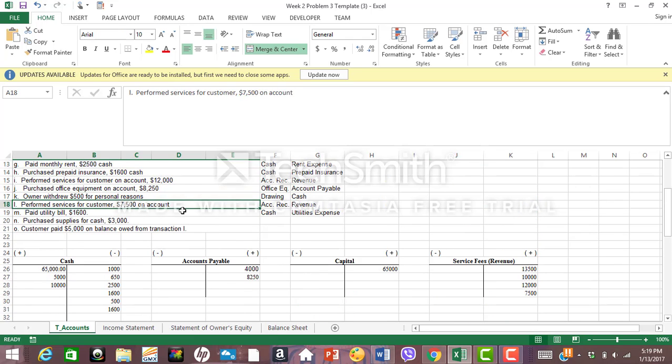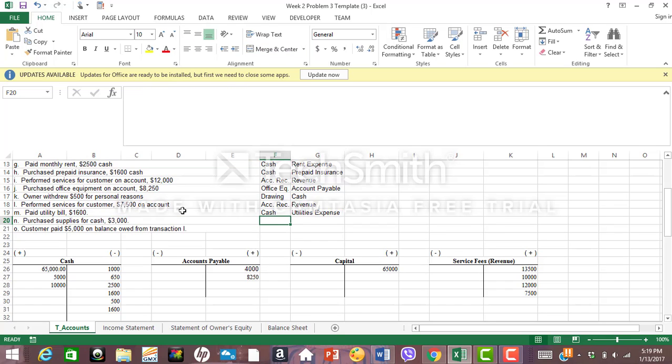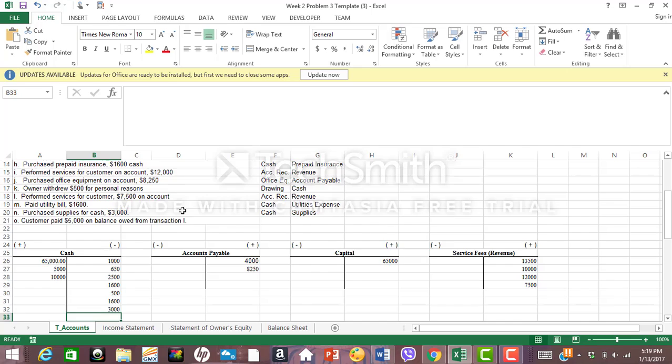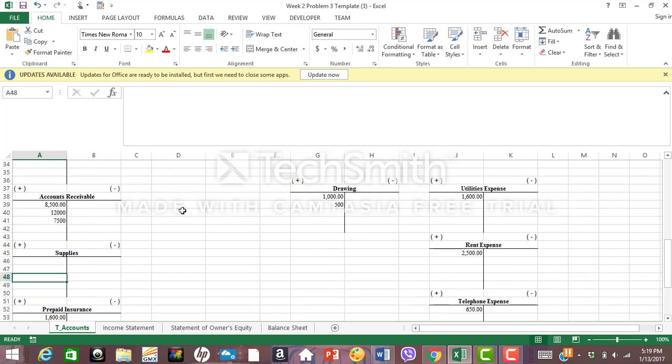The next transaction is purchase supplies for cash. So cash is getting affected and supplies is getting affected for $3,000. So now we credit $3,000 under here, and then we look for supplies, and then we debit $3,000 here.